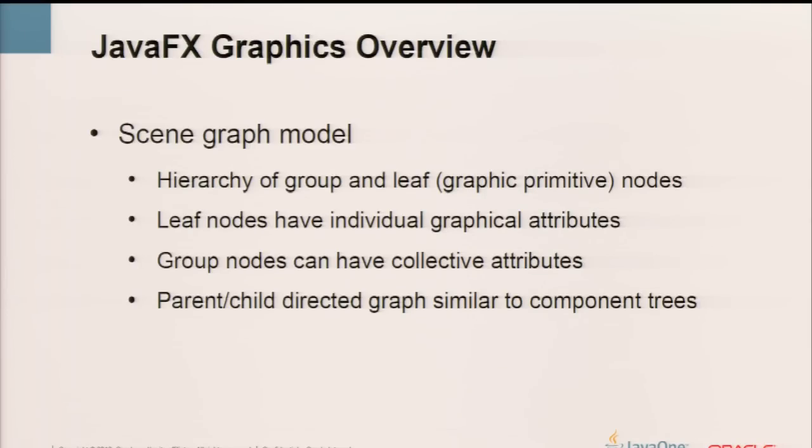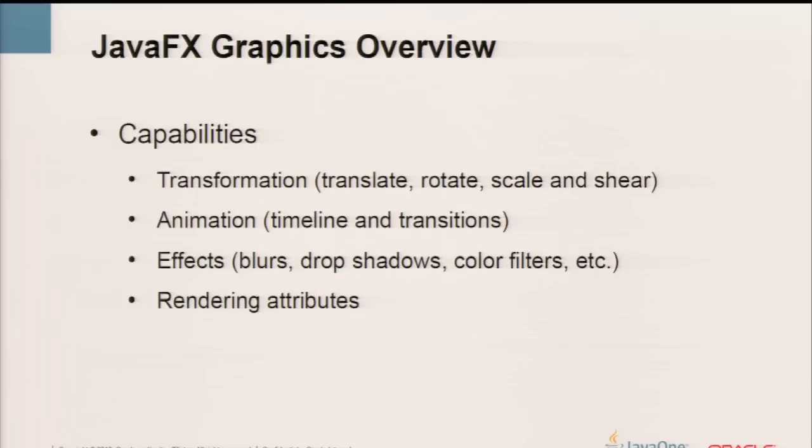We have group nodes or parent nodes. Those have children but no direct geometry. And then at the leaf of our scene graph, we have the geometric primitives. The parent-child relationship is a directed acyclic graph, for those of you who are familiar with that. All right, go ahead. And some of the capabilities that the scene graph provides.